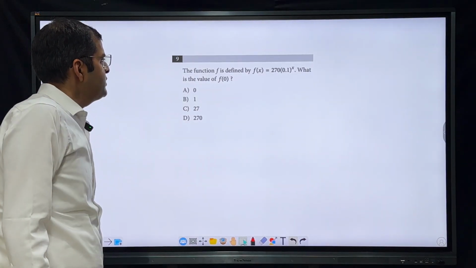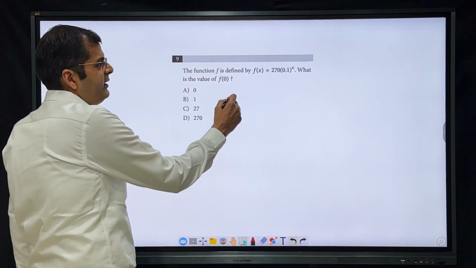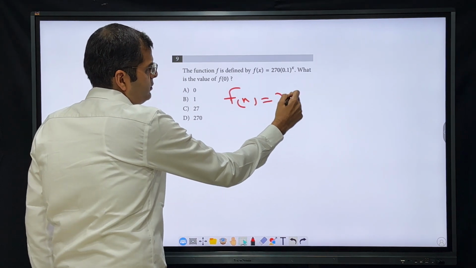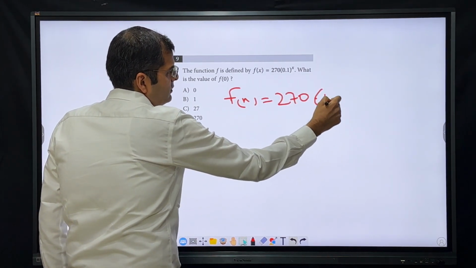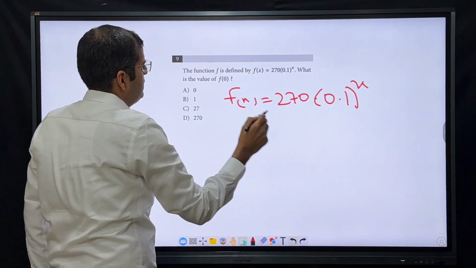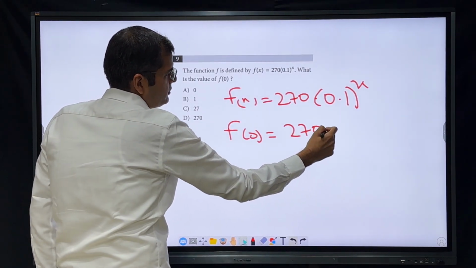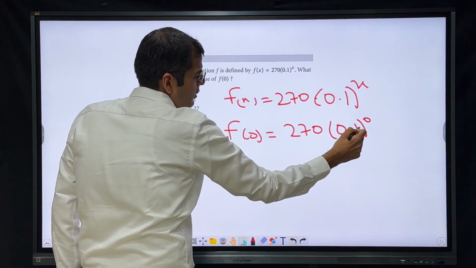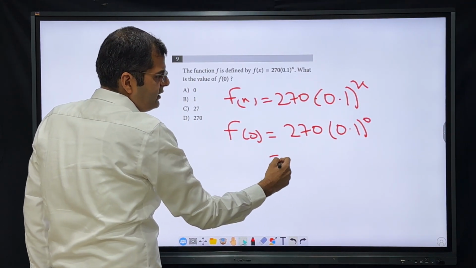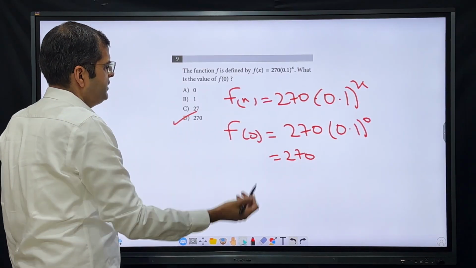Now the next question says the function f is defined by f of x is equal to 270 times 0.1 raised to x. What is the value of f of 0? F of 0 means x is 0. It is 270 times 0.1 raised to 0. 0.1 raised to 0 is 1 only. That is 270. Answer option D is correct here.